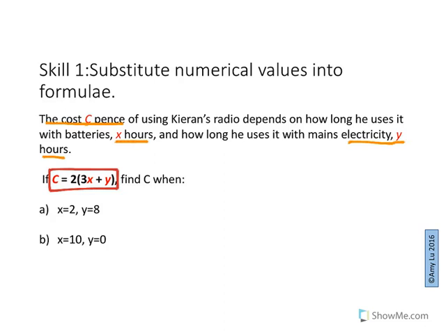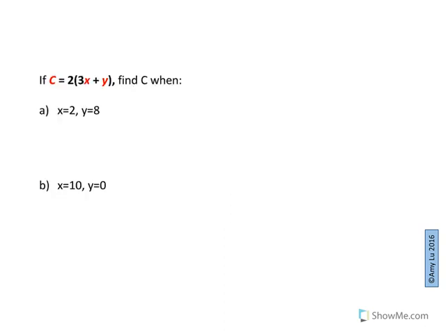Now, given that you know these facts, find C, the cost, when you substitute in the values of X and Y into the following formula. So at this time, pause. Okay, so we know we can find the cost. And here's the formula, 3 times X, and we know X is 2, so times 2, plus Y, which happens to be 8.